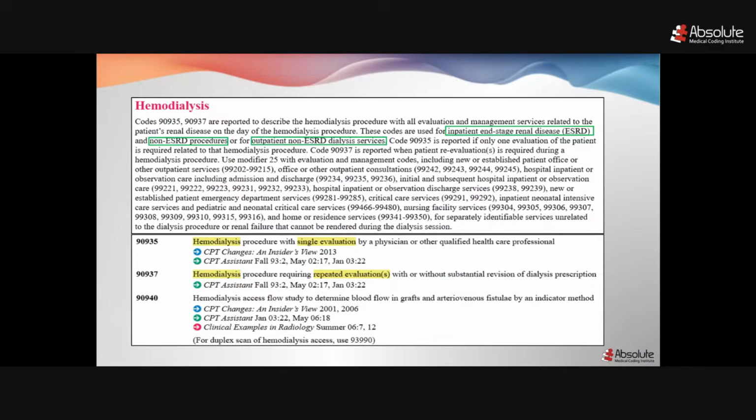And these codes also cover the evaluation and management services related to the patient's renal disease on the day of dialysis. And for a separately identifiable E&M service unrelated to the dialysis procedure, use modifier 25 with the E&M codes like outpatient visits, consultation, inpatient or observation care, discharge services, emergency services codes, critical care, nursing facility, and home or resident E&M codes. Okay.